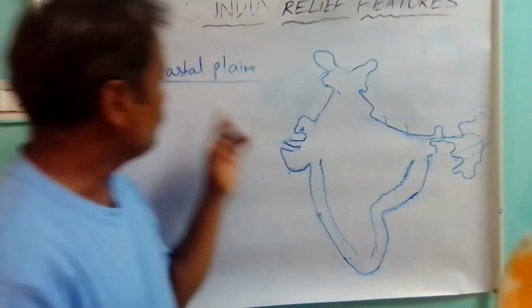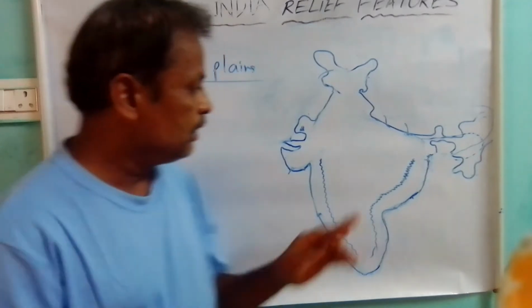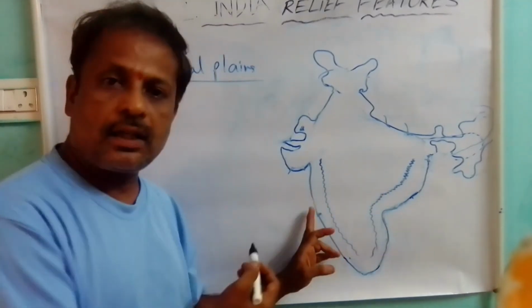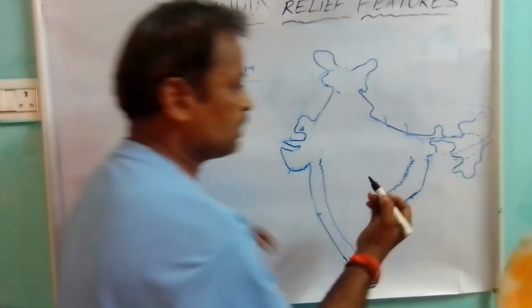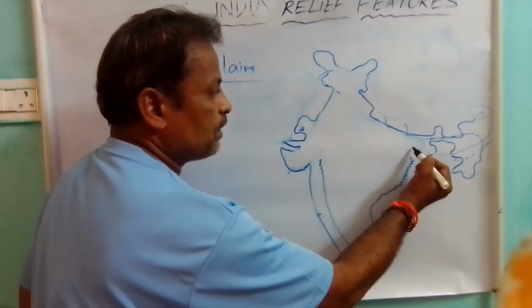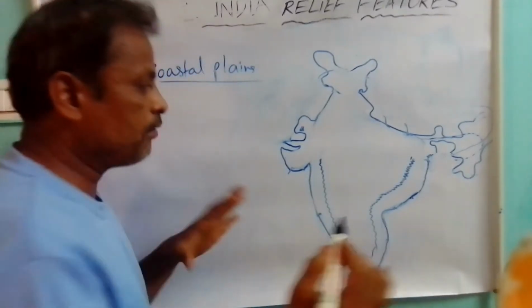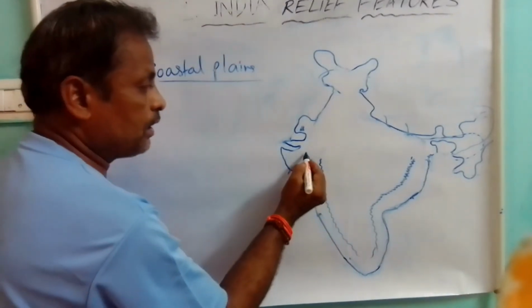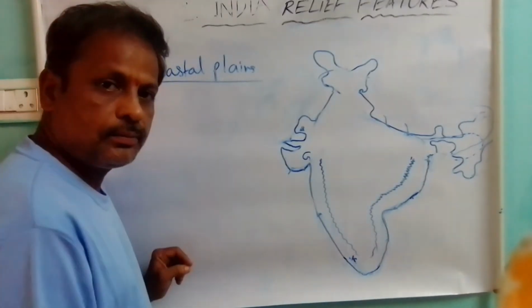Okay, come to the coastal plains. We have two coastal plains in our India, east coastal plain and west coastal plain. So east coastal plain you are observing, it is located from the West Bengal on the north up to the Tamil Nadu on the south. The same way west coastal plain is located from Gujarat on the north up to the Kerala on the south.